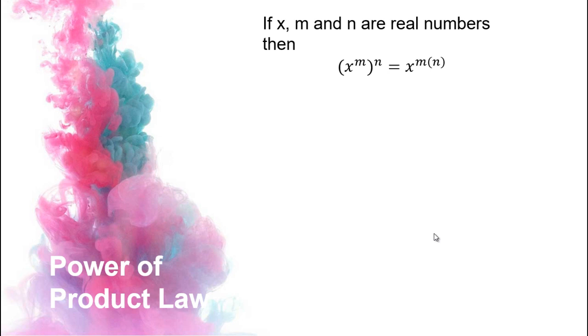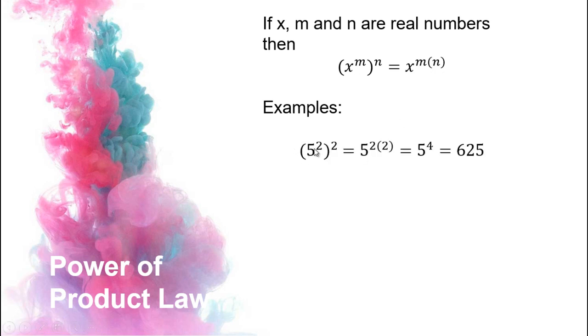Now, the power of a power law. If x, m, and n are real numbers, then x to the power of m raised to another power n is equal to x raised to the power of m times n. What it means is that if you have an exponent that is raised to another exponent, you multiply the two exponents. That is why it is called the power of a power law. For better understanding, we have the following examples.